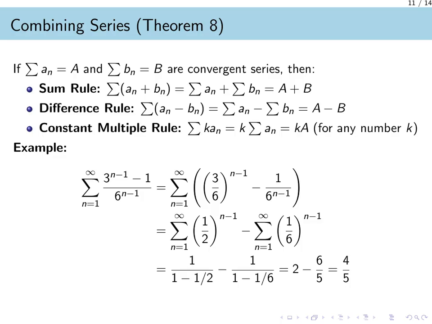The first one, with a ratio of 1/2, sums to 2. The second, with a ratio of 1/6, sums to the fraction 6 over 5. Subtracting the second sum from the first gives our final answer of 4 over 5. A quick word of caution: these rules only apply if the component series are convergent. The main takeaway is that we can break down complex convergent series into simpler, solvable parts.